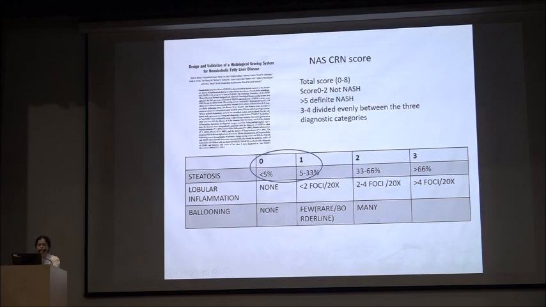Ballooning was scored as few or many. So the cumulative total score can range between 0 to 8. Less than 2 is definitely not NASH, more than 5 it gets into definite NASH, and when we are dealing with a borderline score of 3 to 4, the case cohort was divided evenly between all the 3 diagnostic categories of NASH.